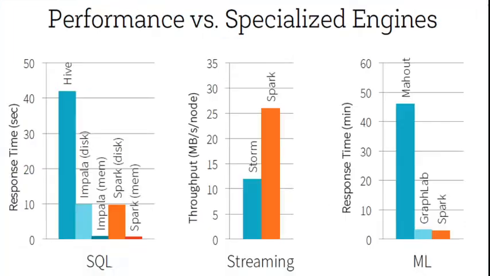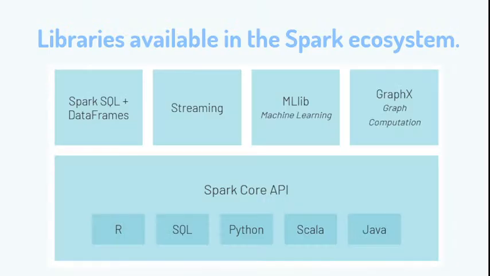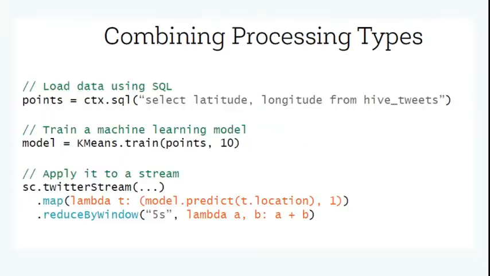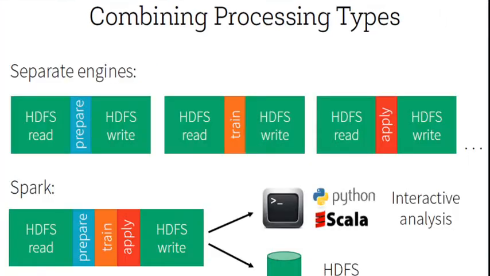I already told you we have different types of ecosystem components like SQL, streaming, ML library, and GraphX. If you want, you can use those four in one code. Here I am combining the process of all the data, SQL, machine learning model and streaming model, within one code. This is the basic difference between separate engines previously and Spark. In Spark we can read and write HDFS within train and apply.